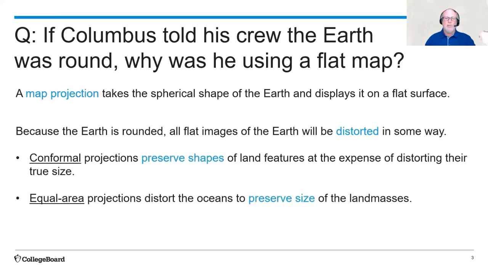If it's a conformal projection, they're preserving shape, but they're going to really have a problem distorting size. If it's an equal area projection, they're going to be able to distort the oceans enough to preserve the size of the land mass, but sometimes the shapes can get a little bit wonky.